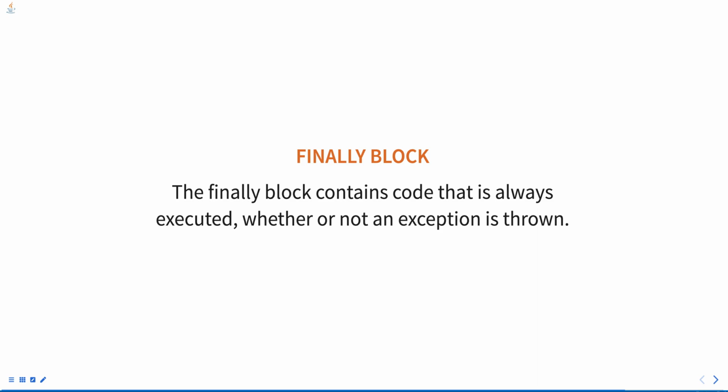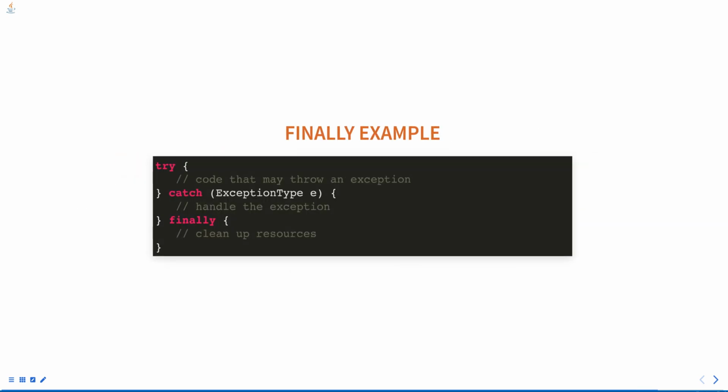Finally block. The finally block contains code that is always executed whether or not an exception is thrown. This is useful for cleaning up resources such as closing file handles or database connections. And below is an example of a finally block.